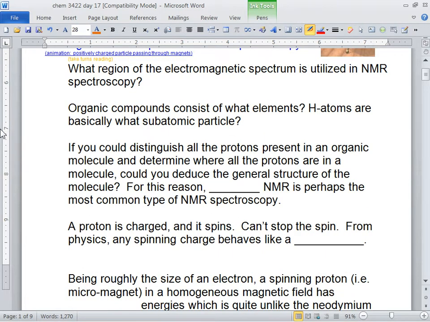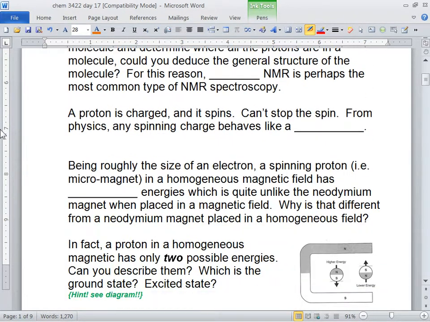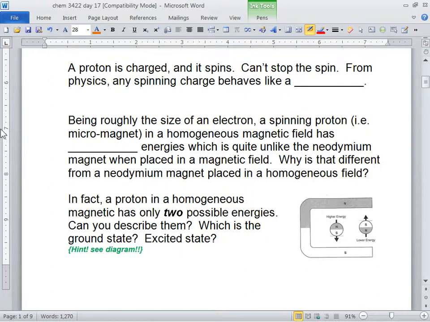Whoa, I'm going kind of fast here. How many states were there for these? Well, a spinning charge acts like a what? A magnet, right? So anything that's a spinning charge acts like a magnet. And then these little spinning magnets, these protons, had how many energy states? Two. Okay. And here's a good question, PChem people: without a blank, these energy states are degenerate.